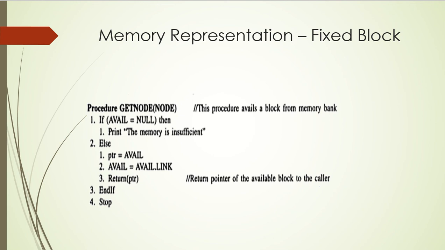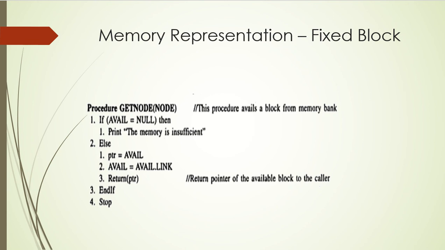So PTR is set to point to the first node and avail moves from the first node to the second node, because you are going to free the first node from the memory bank and it will be allocated to the requesting program. So you set PTR to point to the first node and avail will now point to the second node. You can see in step number 2.2, avail is set to point to the next node, that is avail link. So avail is now with the second node.